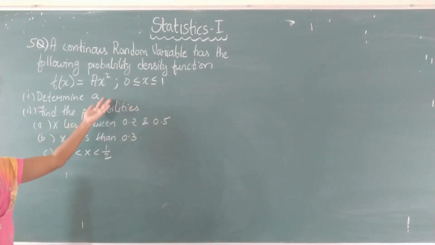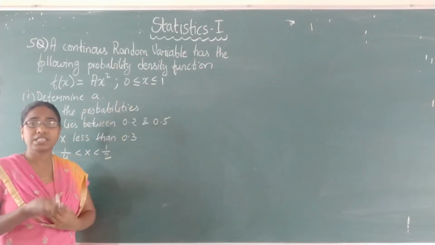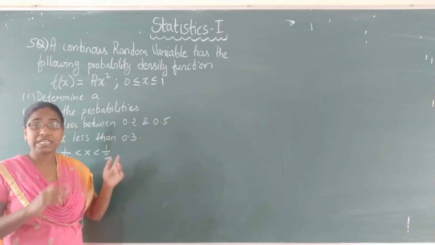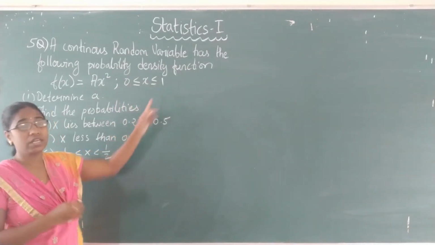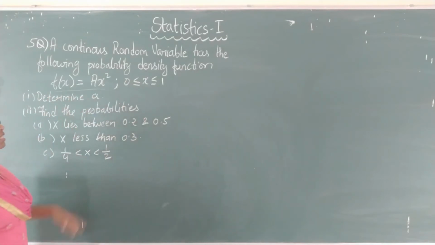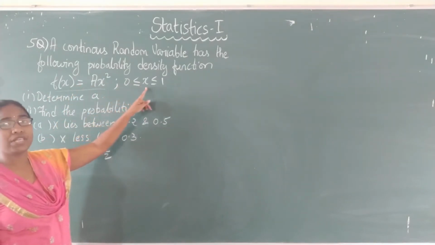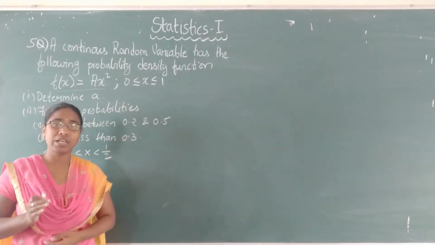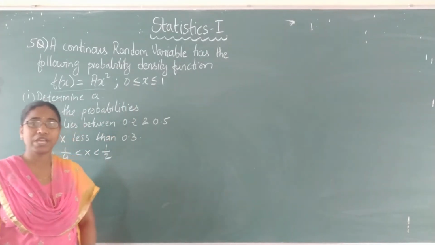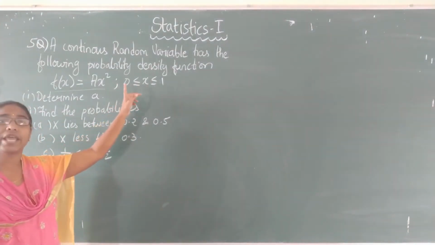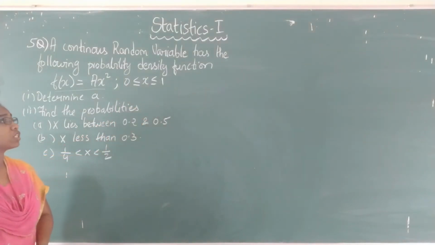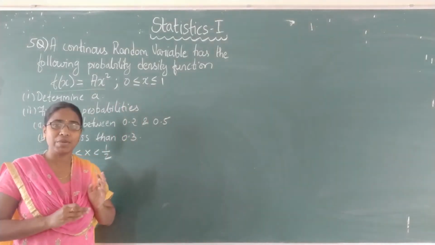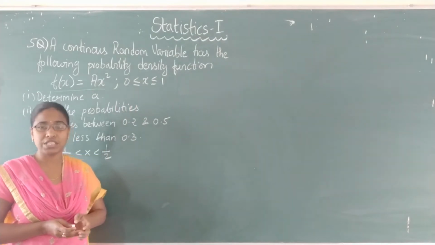Suppose x lies outside 0 and 1, for example if x equals minus 1 or x equals plus 2, so that x does not lie between 0 and 1. Whatever the PDF f of x we have, that will be applicable only for the limits which lie between 0 and 1. For any value other than those limits, your PDF value will be 0. We cannot consider the PDF if your x value doesn't lie between these limits. So whenever you get any x value which does not lie between the given limits, that PDF is considered to be 0.